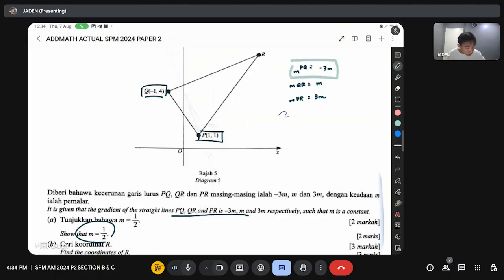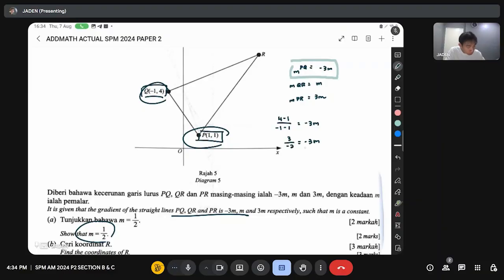So that means 4 minus 1, which is y2 minus y1, using the Q and P coordinates, 4 minus 1 over negative 1 minus 1, equal to negative 3m. All right, this is referring to the PQ gradient. 4 minus 1 is 3, and this is negative 2.